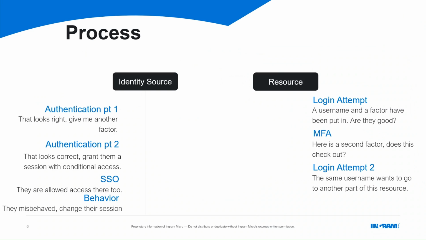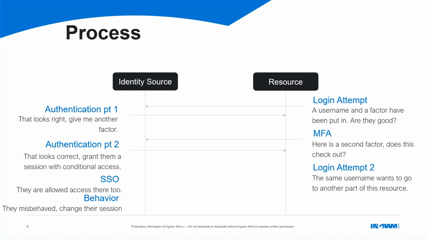So first, there's a login attempt. So a username and a factor have been put in. The resource says to the identity source, are they any good? So then the identity source says back, all right, that looks right. Give me another factor. So then the resource says, here is the second factor. The MFA has been put in, a time-based one-time password or something has been put in. Does this check out? Goes back to the identity source. The identity source says, that looks correct. Grant them a session with conditional access. Remember I said the ability to change that access dynamically is part of what's an identity and access management solution.